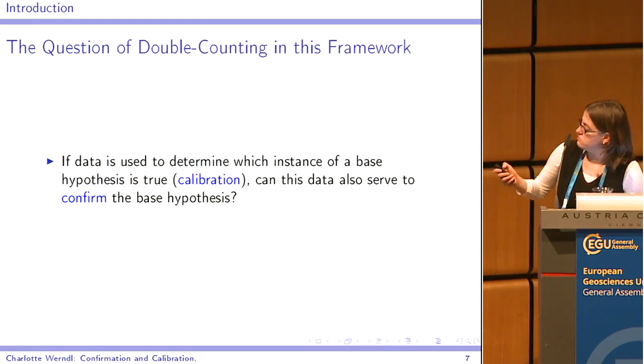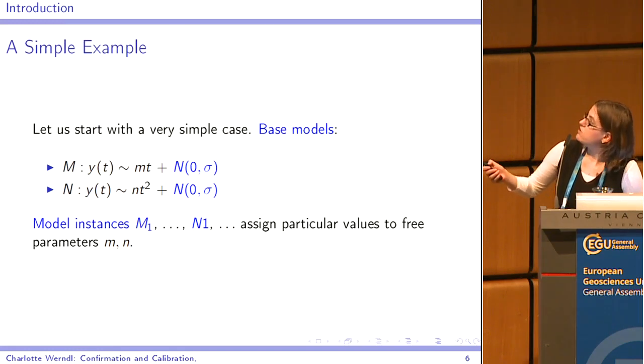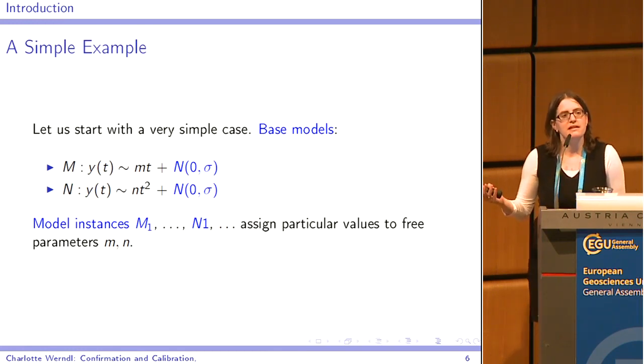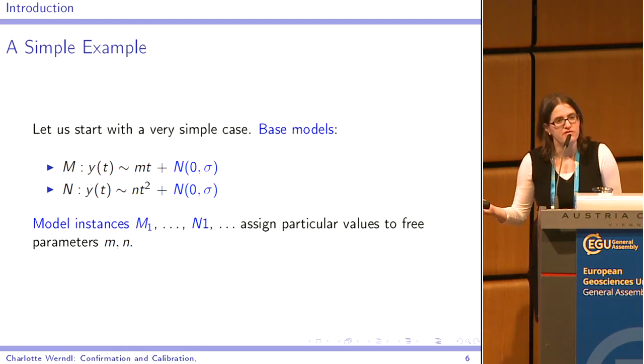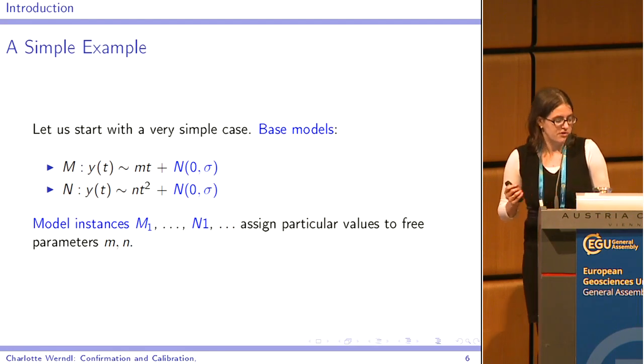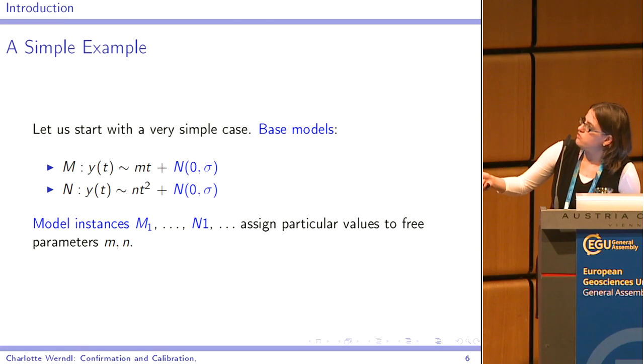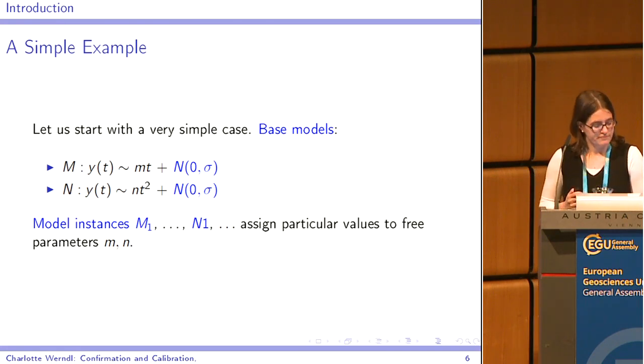The terminology is that we have Bayes models. The Bayes models are denoted by M and N. And these are simply the models where the free parameter is left unspecified. So there hasn't been assigned a specific value to the free parameter yet. I chose some very simple, in a way the simplest, Bayes models, M and N. M is just the linear Bayes model.